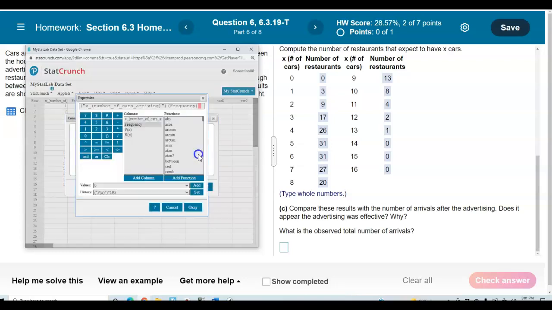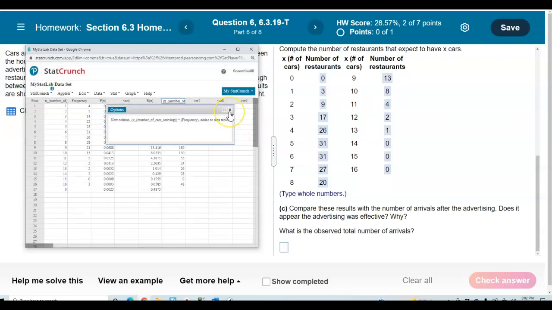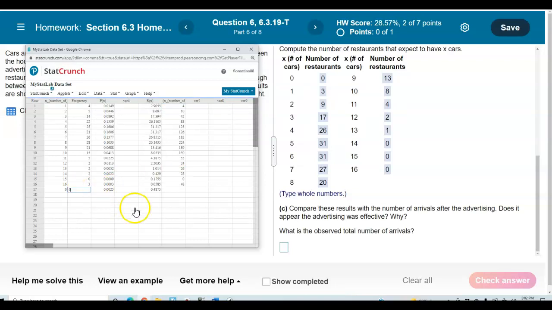Okay, so we want to make sure that we put in the multiplication sign, which I didn't on that one. So let me go ahead and put in the multiplication sign, and then select OK, and then select Compute, and therefore there are our values. Now remember that this would be 0 times 0, so therefore this would give us 0. So what we want to do is call this column observed.